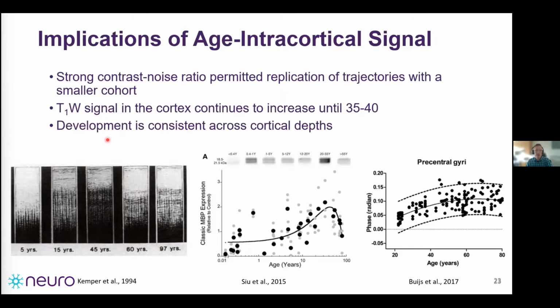So we found that the development is consistent across the cortical depths, but this point itself should be revisited with higher resolution imaging that could be more sensitive to changes across the cortical depths.